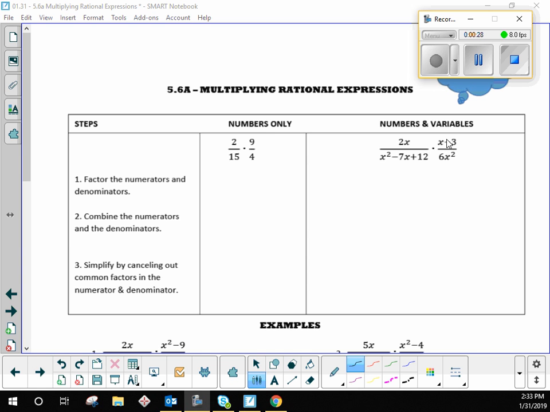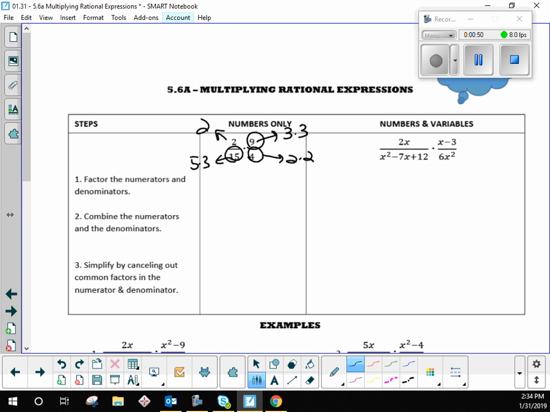And here's how that's going to look. 2 cannot factor, so it's just 2. I mean, technically it's 2 times 1, but we don't need to write the 1 every time. 9 factored is what? 3 times 3, right? What's 15 factored? 5 and 3. And what's 4? 2 times 2. Okay, so that's step 1: factor the numerators and denominators.